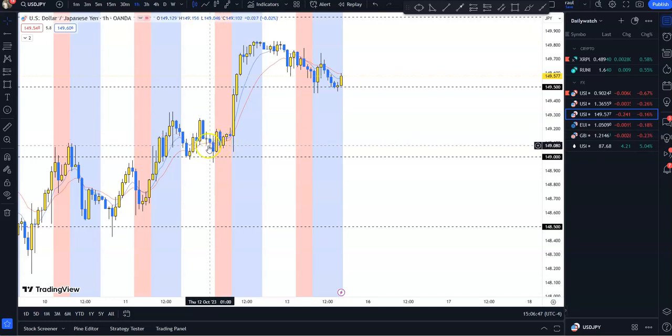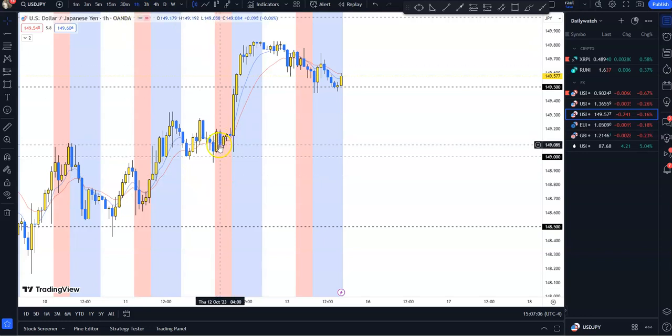So since this is UJ, you can trade Asian session, but I would still recommend just trading London session and New York session. So you go to our chart, you look, the red session is London session, the blue session is New York session, and then the white session is Asian session.